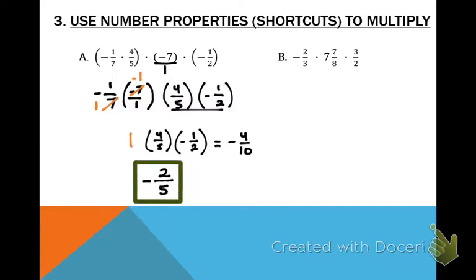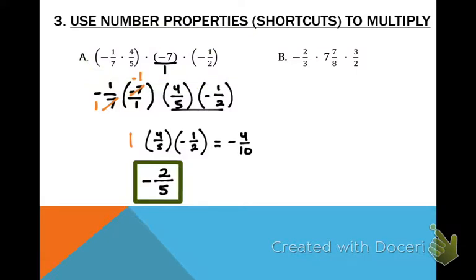Now, if I were to go back up here to my original problem and I was to count, I can see 1 negative, 2 negatives, 3 negatives. That's an odd number, which means my answer should have come out a negative. Very good, and it did, right? Let's move on to the next one.